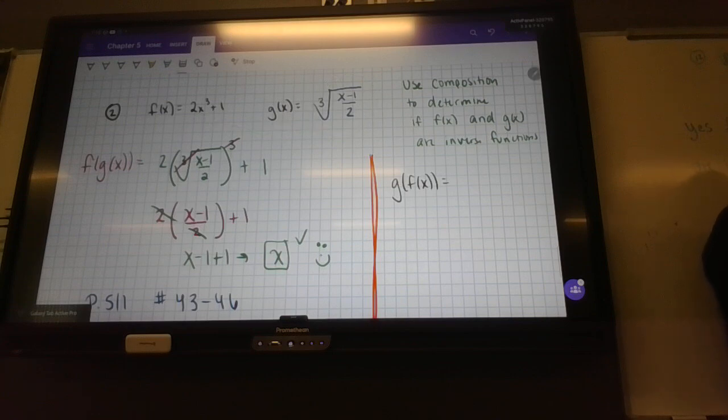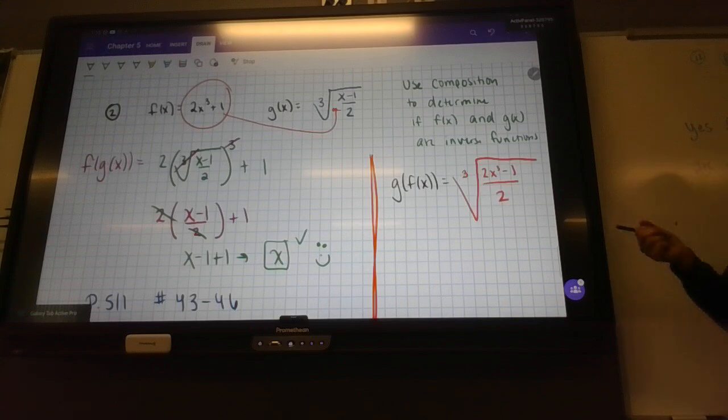Now we'll go the other way. We'll put this one in right there. So it's a cube root, a great big one. 2x to the third minus 1 over 2. This one's looking to me a little more questionable. Like, am I sure all of this is going to cancel out? In fact, I think I missed something.